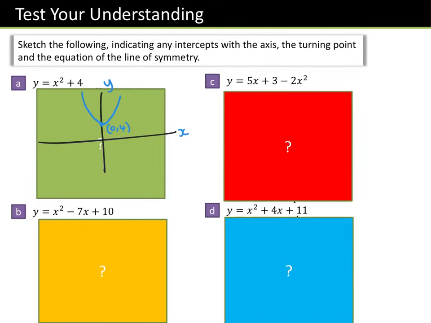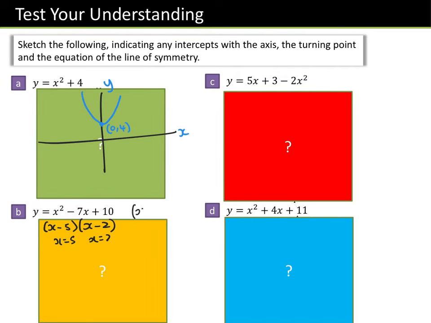Right then, so part B. We have x squared minus 7x plus 10. We can factorise that to get (x minus 5)(x minus 2). So x equals 5, x equals 2. Those are our roots, that's where it crosses the x-axis.